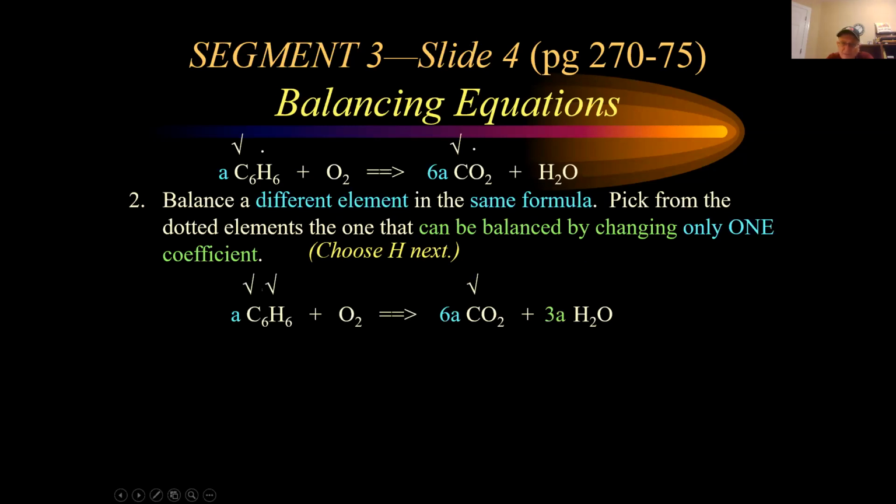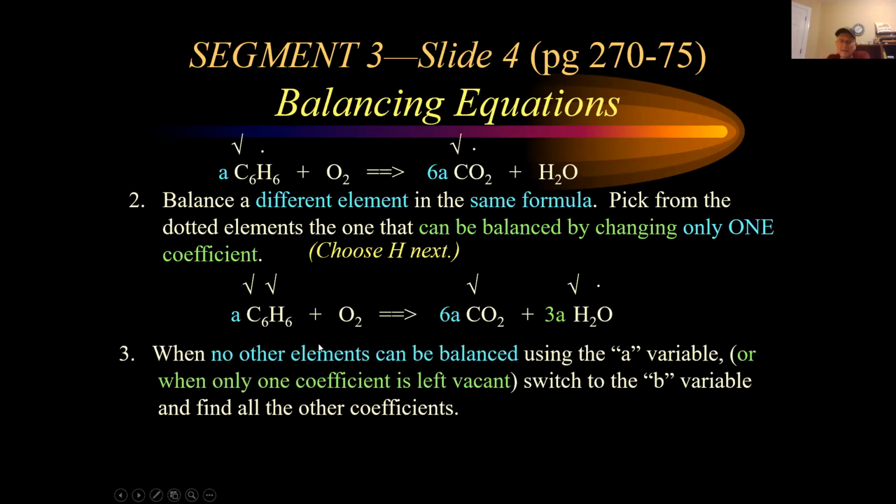So balancing hydrogen, I had 6A hydrogens. I need a 3A here times 2 gives me 6A. That checks off hydrogen and dots oxygen. Now, at this stage, the only thing that's dotted is oxygen, and that's the only thing left. If I had a coefficient right here, this equation would be balanced. I've got another variable available to me. I said I could have A and B. So I'm going to balance oxygen. That last one, I'm going to balance it by putting a B in front of the oxygen.